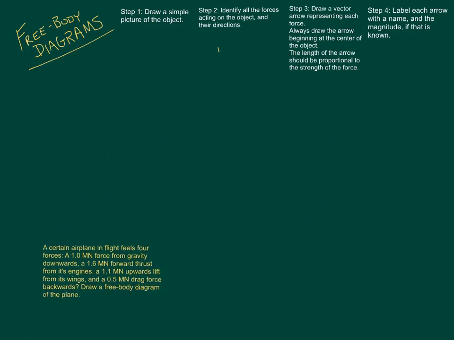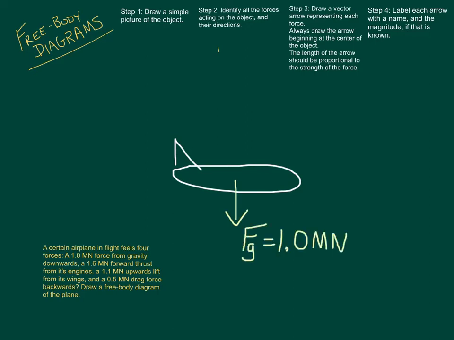The first step is to draw a simple diagram representing the plane, like this. All the forces are given to us in the problem, so we'll just draw an arrow for each one. We have the downwards force from gravity. That's 1 million newtons. We also have the forward thrust from its jet engines. We draw that arrow a little bit longer because that one is 1.6 million newtons. Note that we draw that line longer because that force is bigger than the force of gravity.